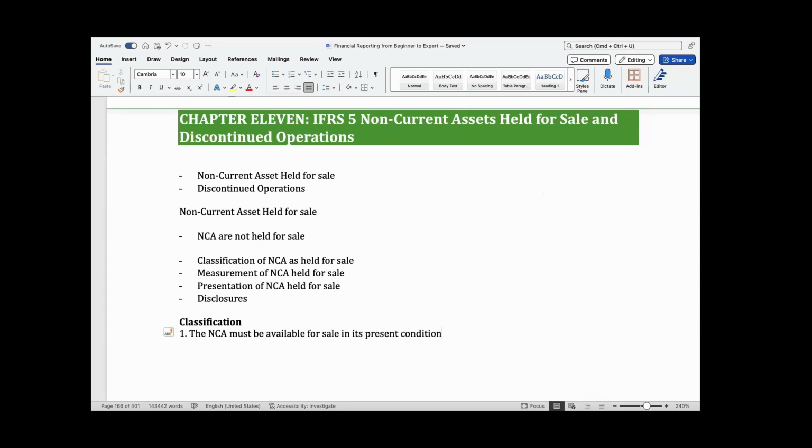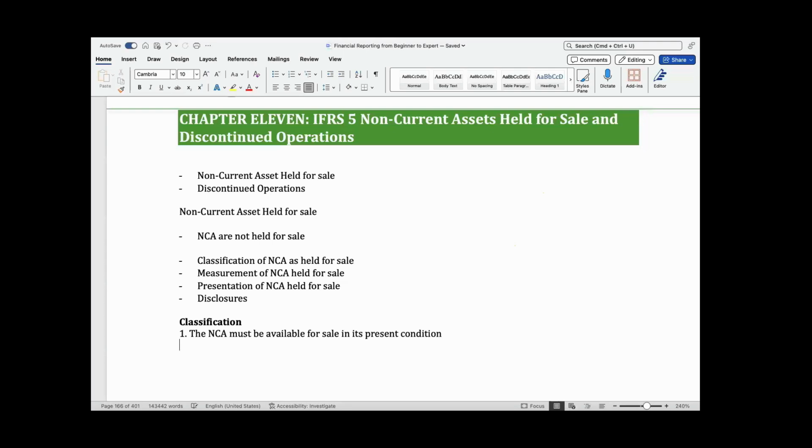And that means that if a buyer should walk in today, you must be ready to release the asset immediately. You cannot say you want to make one adjustment or the other. You cannot tell him to come back tomorrow or next week that you want to meet some demands. No. The asset must be ready for sale, must be available for sale in its present condition.